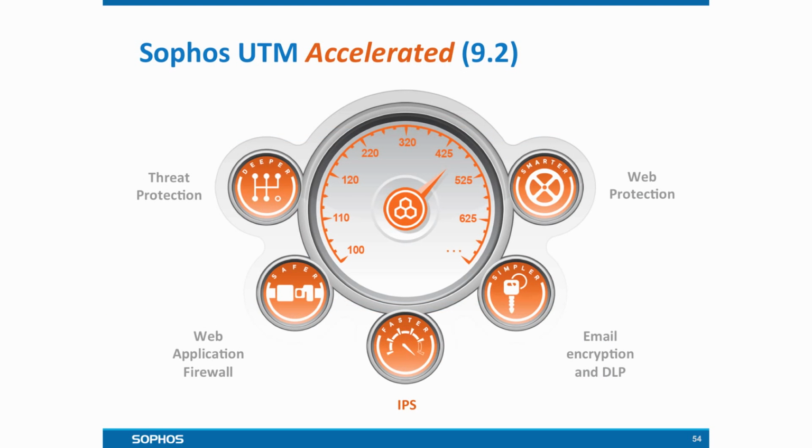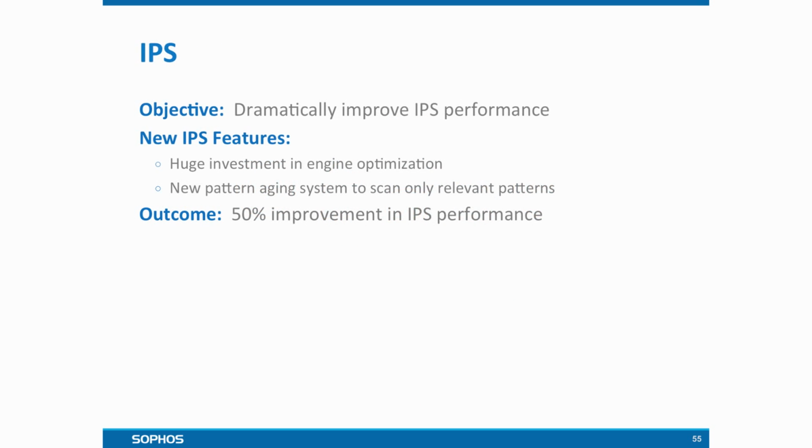The last major area I want to cover is how we've invested in making the IPS a lot faster, one of the most requested features from partners and customers. The objective here was simple: dramatically improve the IPS performance. Well, thanks to a huge investment in engine optimization and a new pattern aging system to scan only relevant patterns, the outcome has been better than expected, with a huge 50% boost in IPS performance.